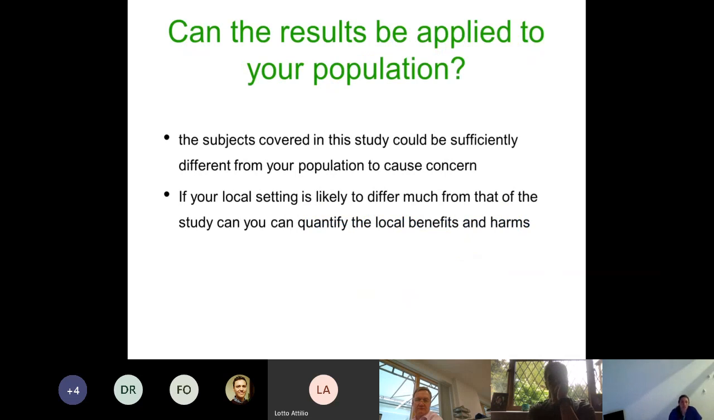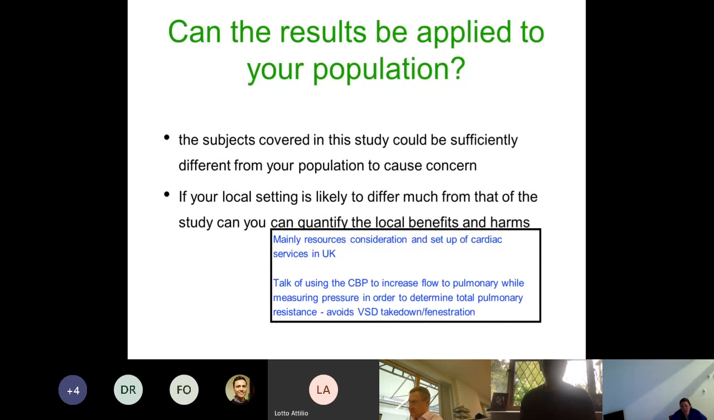So then you start to look at whether you can apply the results to your own population, because I guess that's one of the most important things when you're looking at such evidence. Are those in their cohort significantly different to our own, or have we a similar population? What's our local setting like? What are our resources like? So it's mainly a resource consideration in the setup of our services.